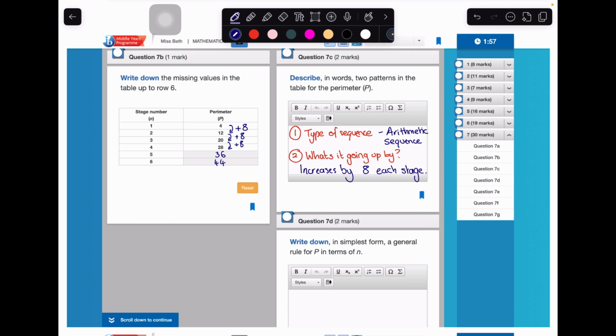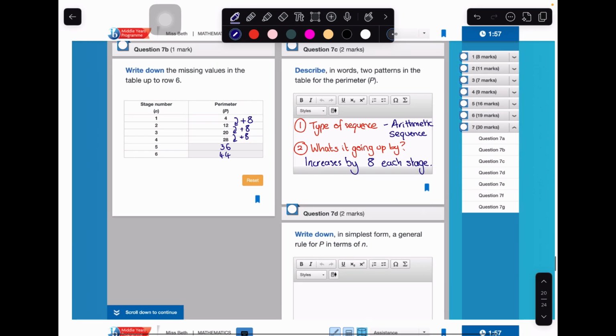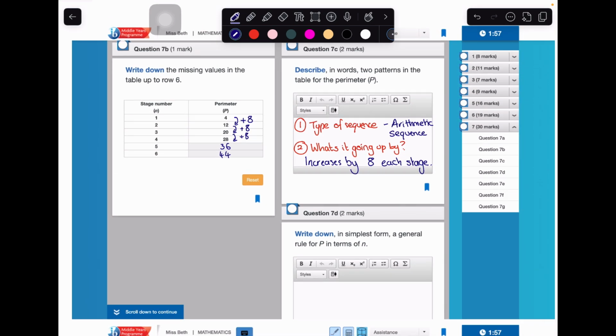Then the next question. So 7D, write down in simplest form a general rule for P in terms of n. Okay, so because we know that it is increasing by 8 each time, we know it is something to do with the 8 times tables. So I am going to write down 8n. So P is equal to 8n.